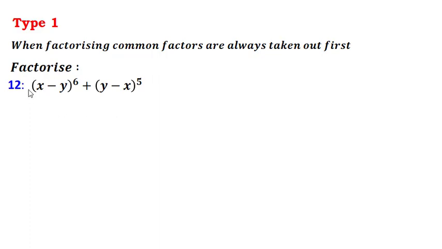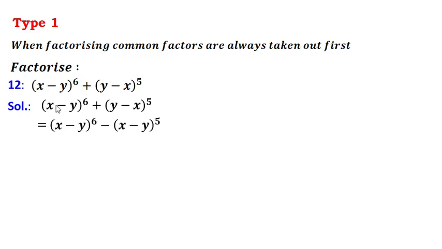x minus y power 6 plus y minus x power 5. So here what we do? Here it is x minus y and here it is y minus x. Now if I take minus common, so it will be minus 1 power 5. So as we already know that minus 1 power odd number gives me minus sign. So I will write minus sign here and write this as x minus y power 5. So my expression will become x minus y power 6 minus x minus y power 5.